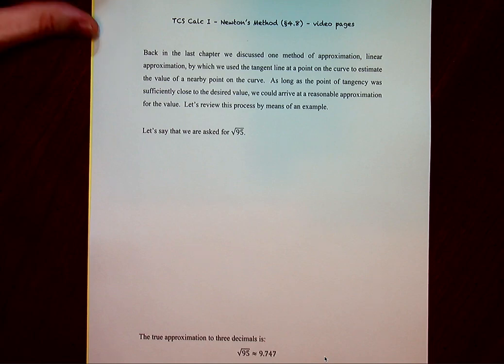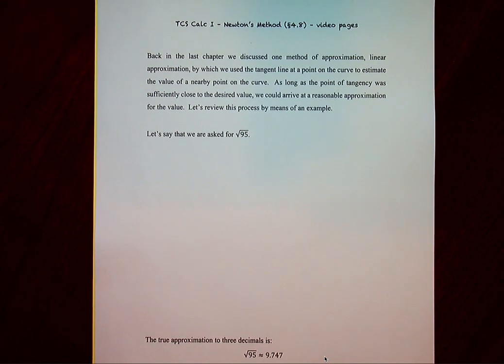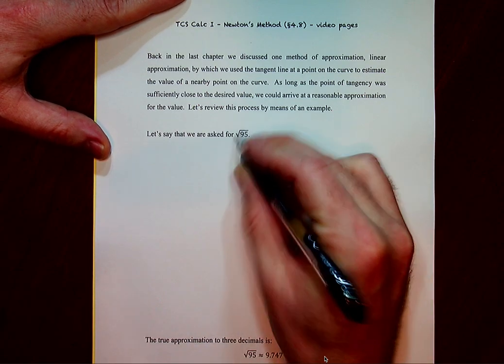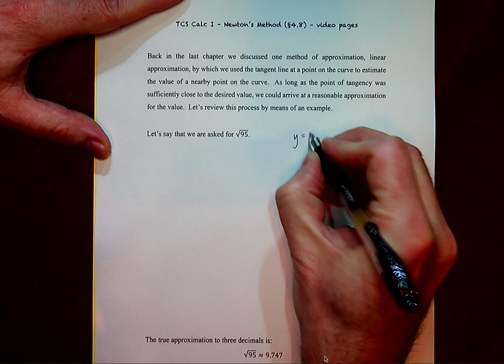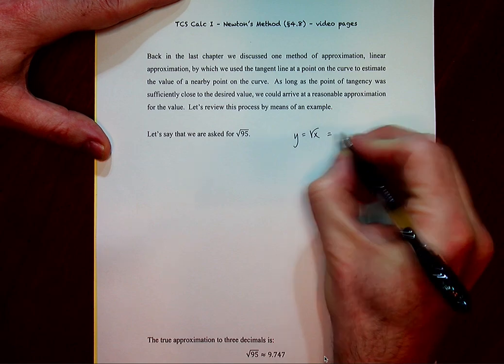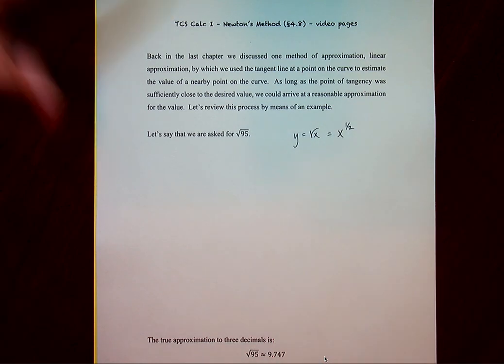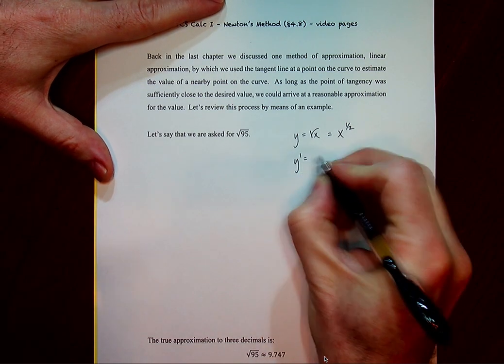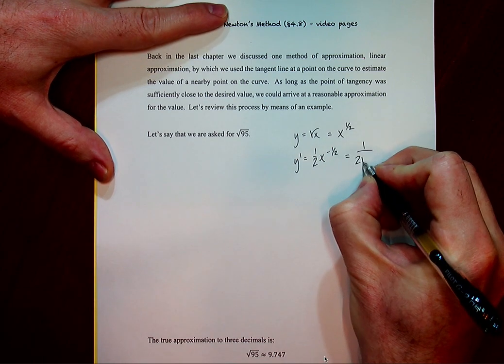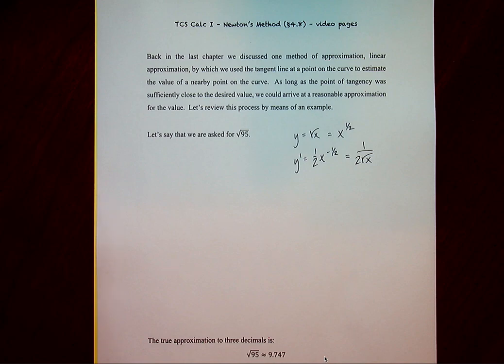Even without the function in our mind, we can think of the fact that the square root of 95 is sufficiently close to the square root of 100, and we're going to use that. Since we're taking the square root, this value is an output value for the function y equals the square root of x. Since we're going to be taking the derivative, let's put it into its fractional exponent form. If we do, y prime is equal to 1/2 x to the negative 1/2, or I can simplify this into 1 over 2 times the square root of x.